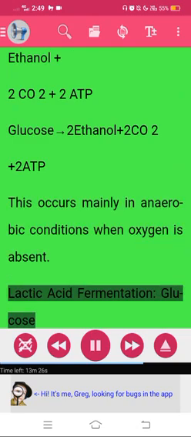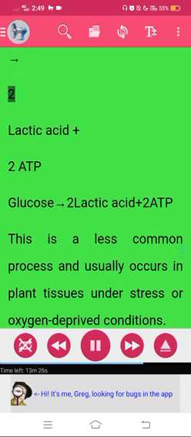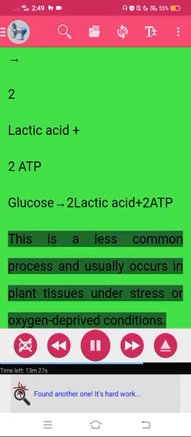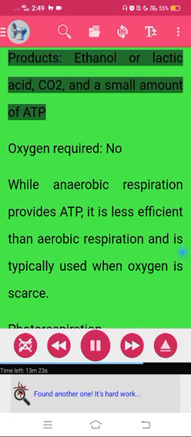Lactic acid fermentation: glucose → 2 lactic acid + 2 ATP. Glucose → 2 lactic acid + 2 ATP. This is a less common process and usually occurs in plant tissues under stress or oxygen-deprived conditions. Products: ethanol or lactic acid, CO2, and a small amount of ATP.